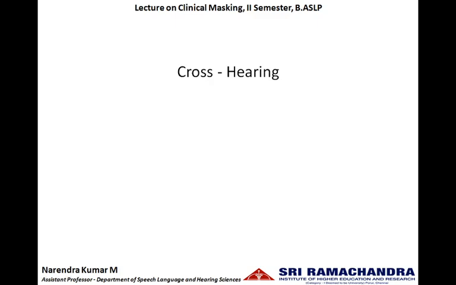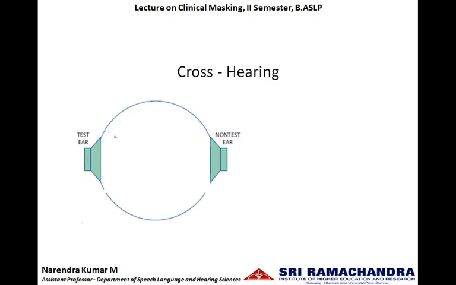Now let us see what is cross hearing. To understand the physiology of cross hearing, let us see an example with this particular image. Here we can see a supraaural headphone is used and the test ear is the right ear, the non-test ear is the left ear. Let us assume that the test ear is severe to profound and the non-test ear is normal hearing, with the air conduction threshold at 15 dB and bone conduction threshold at 10 decibels.